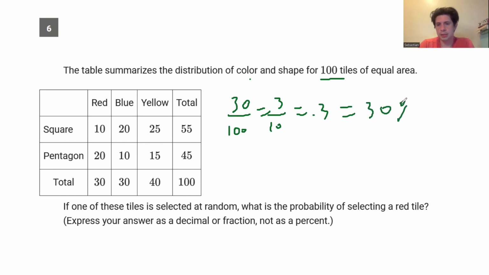So this is a nice clean one. And it could be more complicated, right? If they ask for square red tiles, we would do 10 out of 100, or pentagon blues, we would do 10 out of 100, or pentagon yellows, 15, right? Or all pentagons, 45, but this is just all reds, and that's 30 out of 100. So this one's really testing just, do you read the question carefully and understand the basics of probability? So we'll try 3 more and see how they go.